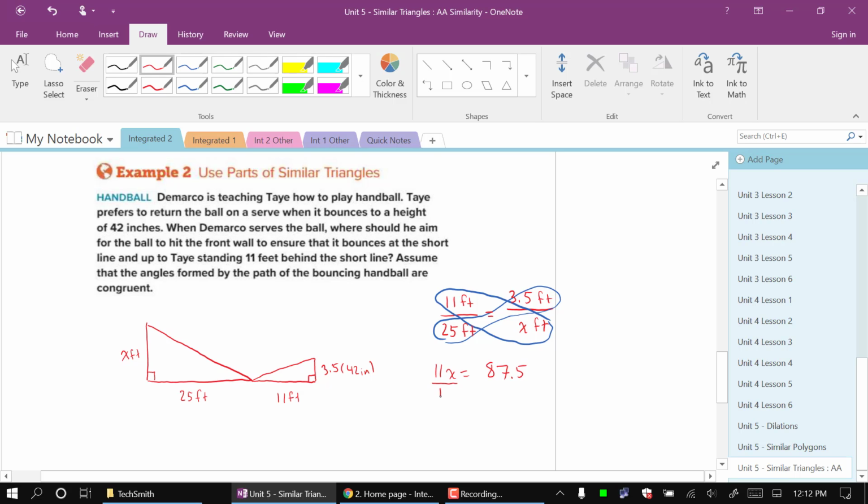Divide both sides by 11. I get x equals 7.95 feet. So that means when the ball hits the wall, it's going to hit up on the wall at 7.95 feet. So we have the postulate at the beginning to help us identify, and then we're going to set up the triangles. And from the triangles, we're going to use our proportions, and we're going to use cross multiplication to solve it out.